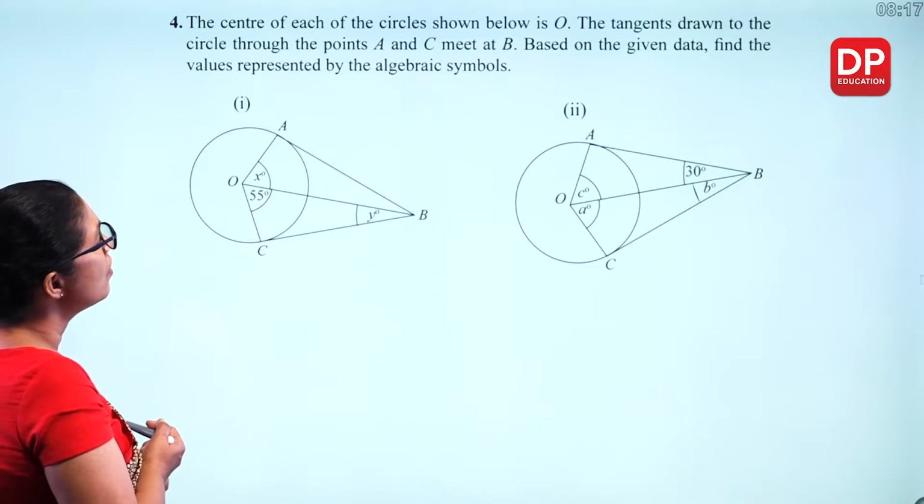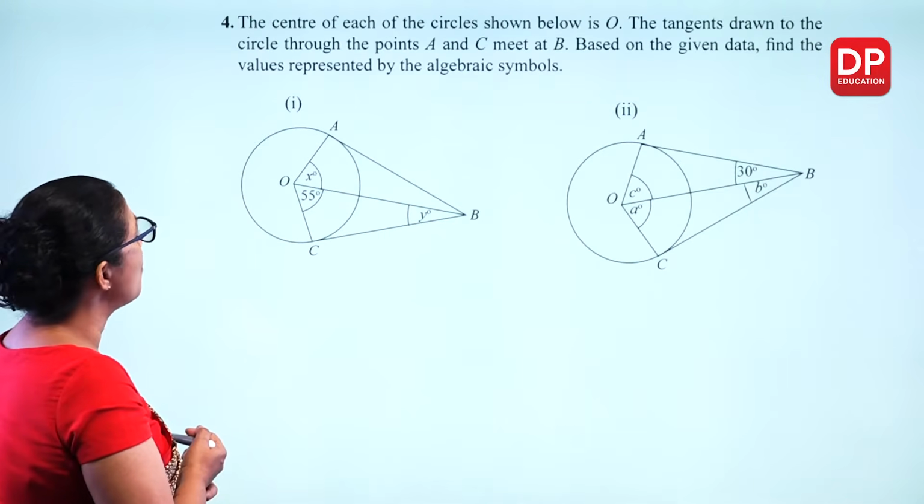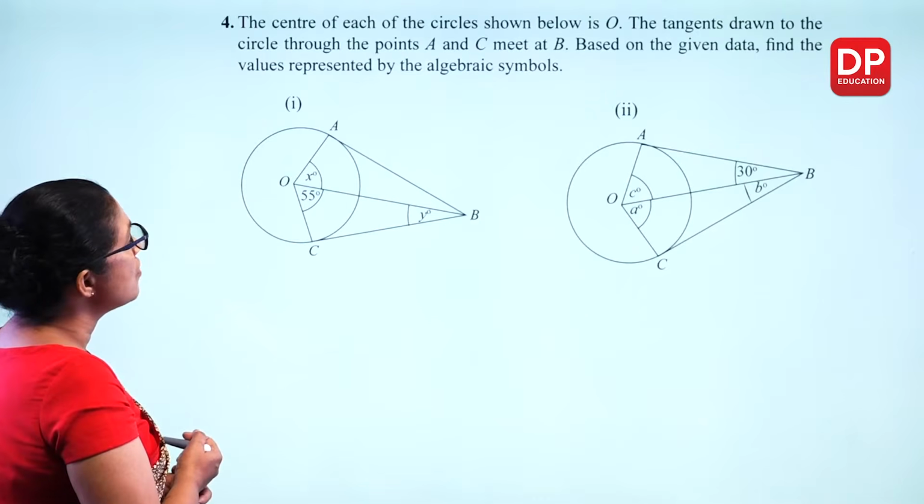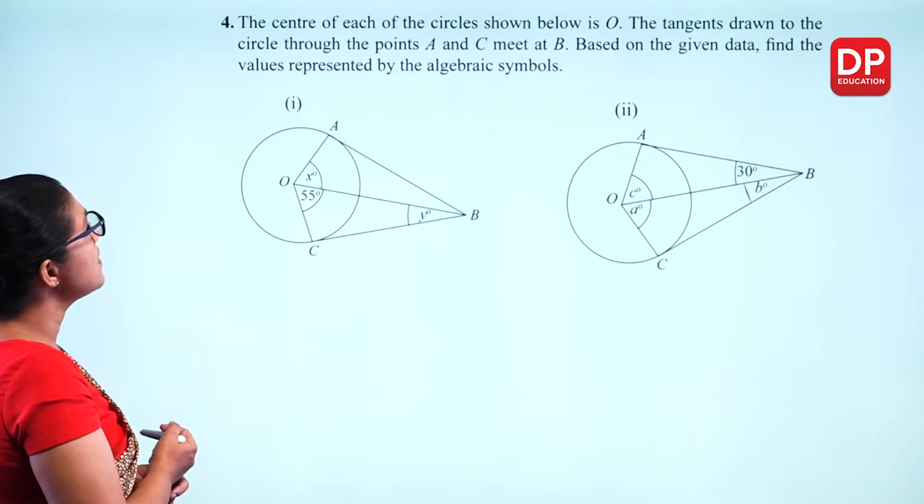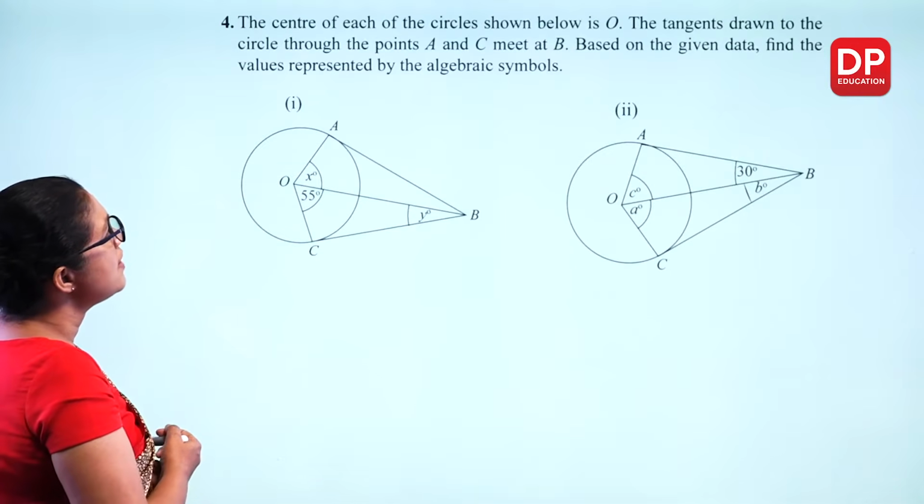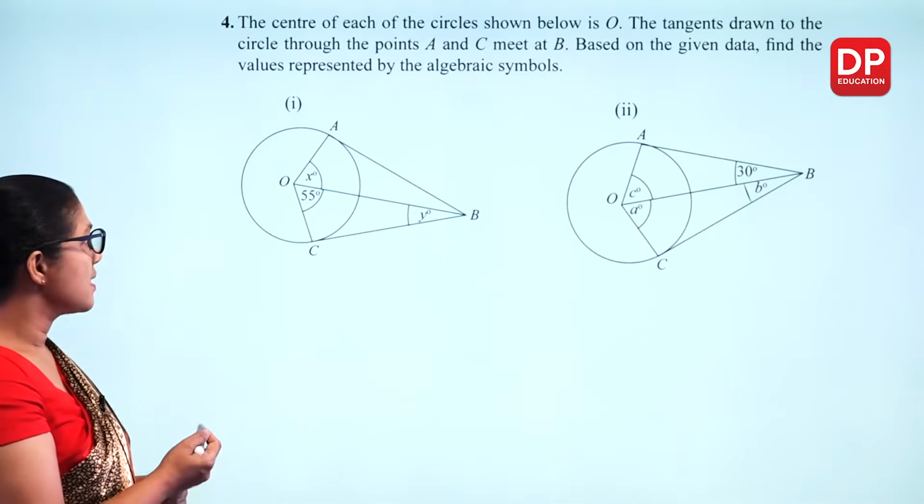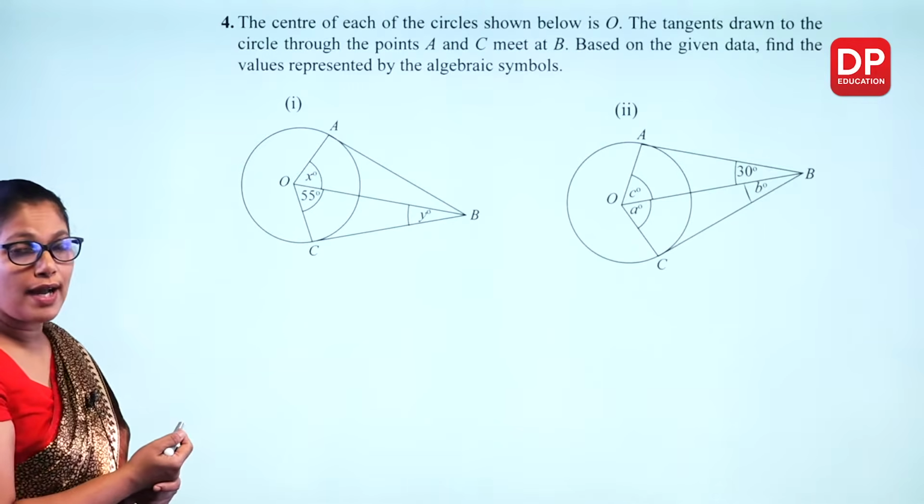Question number 4. The center of each of the circles shown below is O. The tangents drawn to the circle through the points A and C meet at B. Based on the given data, find the values represented by the algebraic symbols. In the first one, you are asked to find x and y.